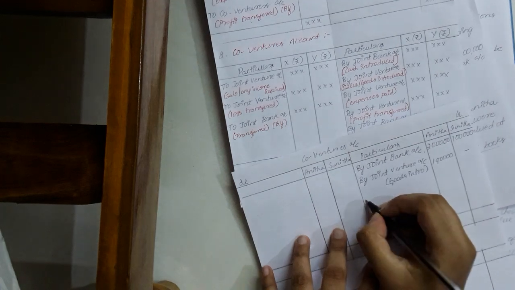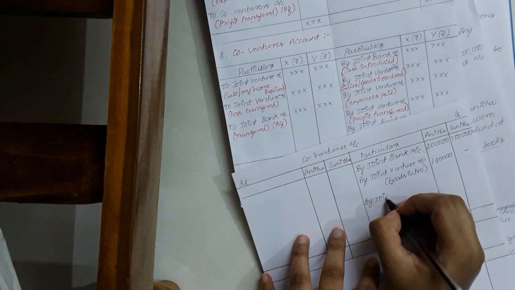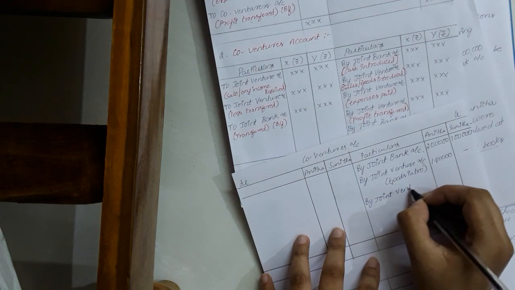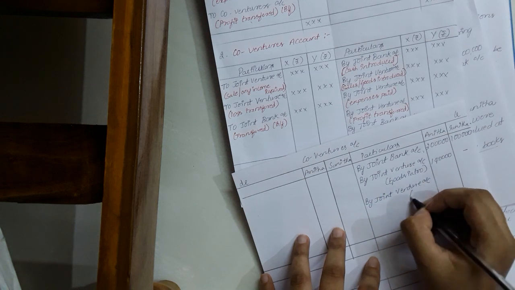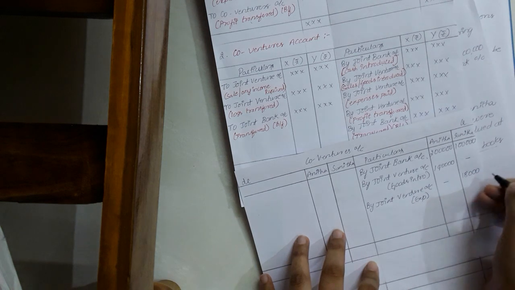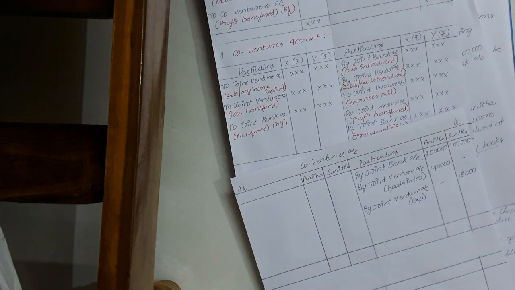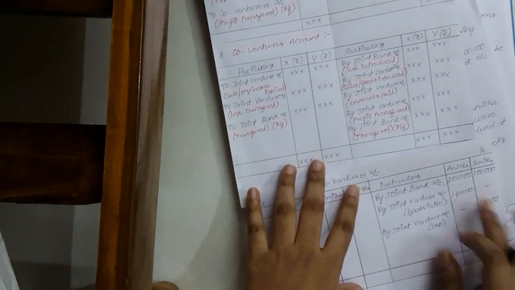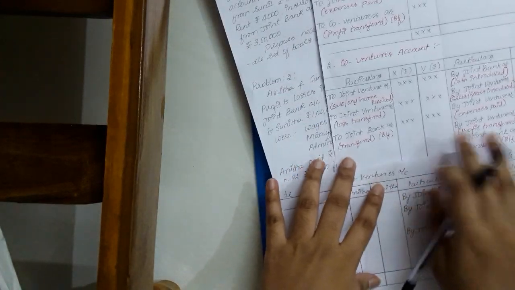So next is expenses paid. Sunita has paid the expenses, right, by joint ventures account. So how much has she paid as expenses? 18,000 rupees of conveyance charges is paid by Sunita. That needs to be recorded. So next we will be seeing this later. This is the balancing figure.